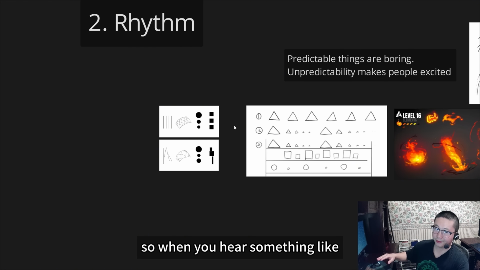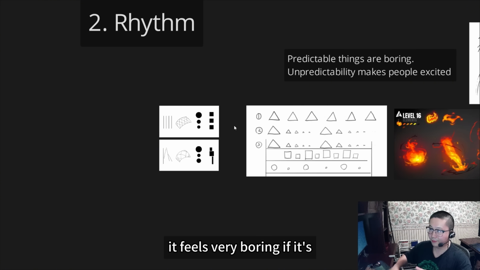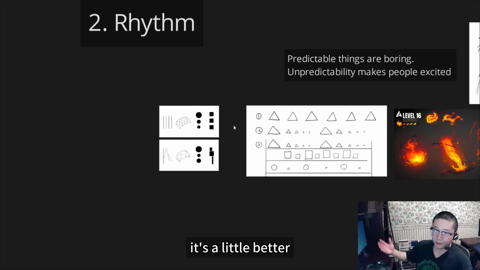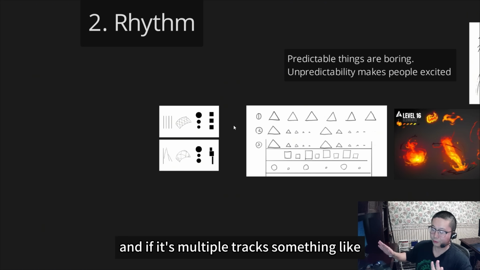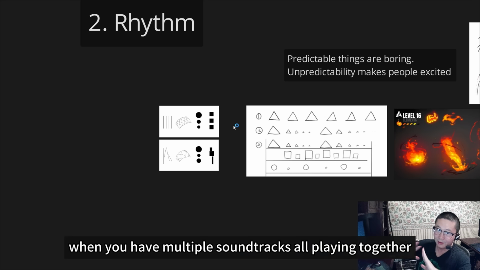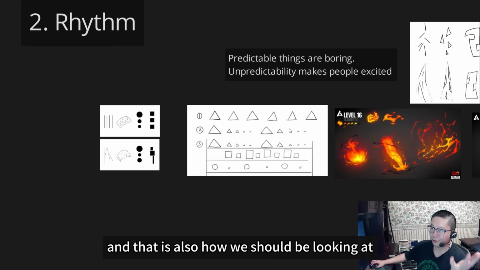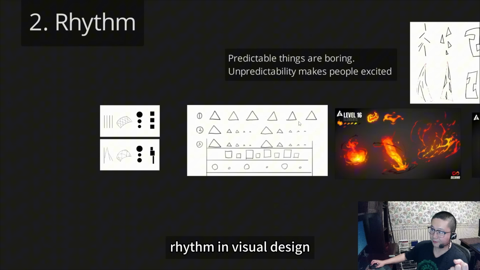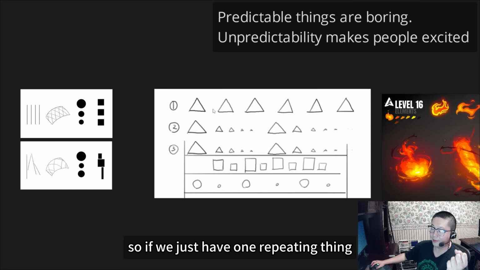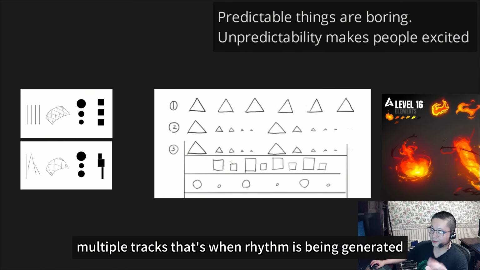So when you hear something like, it feels very boring. If it's a little better. And if it's multiple tracks, something like da, da, da, da, da, da, where you have multiple soundtracks all playing together, it becomes more interesting. And that's how we compose music. And that is also how we should be looking at rhythm in visual design. So if we just have one repeating thing, it's not a rhythm. When we have multiple tracks, that's when rhythm is being generated.